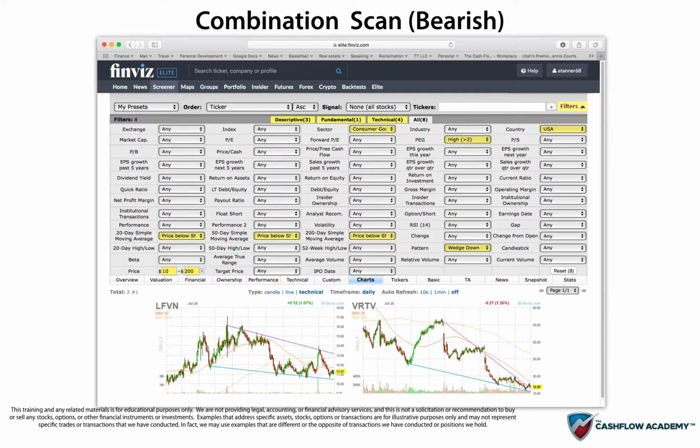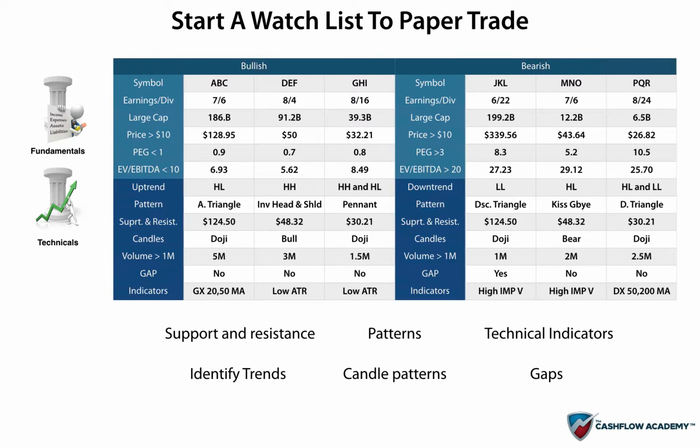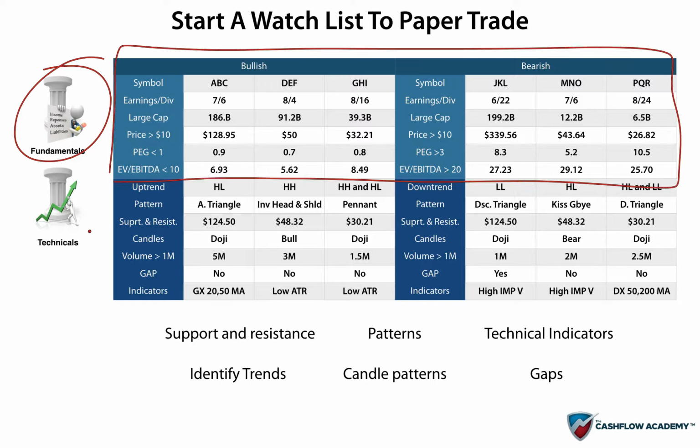Okay, let's finish off technical strong, and let's add to our practice. Okay, start a watch list and start looking. Start a watch list of paper trade. Now you should have done this already if you came this far, where we have this criteria for bearish and bullish trades fundamentally.